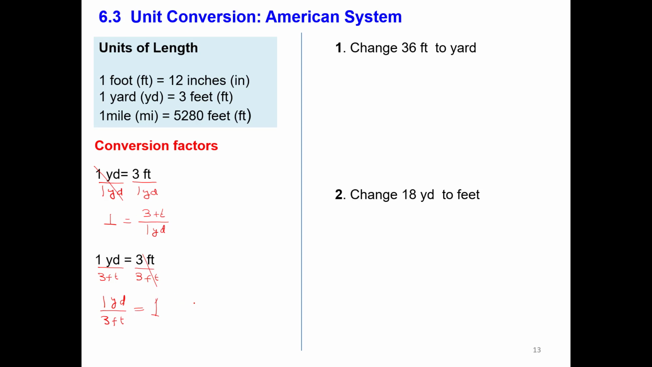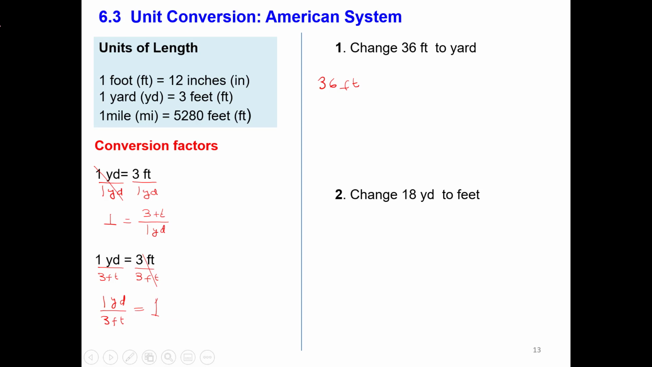Then we have 36 feet and we want to convert into jar. We need to select the right conversion factor. We need feet in the denominator to cancel out the feet, because we don't want feet, we want jar. And the right conversion factor is this one.